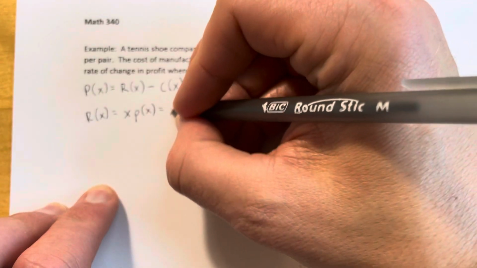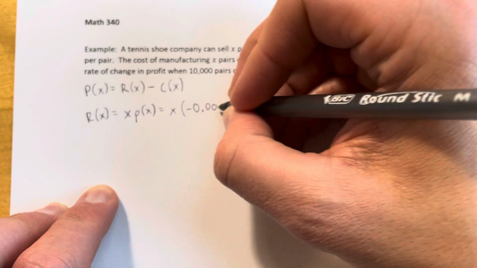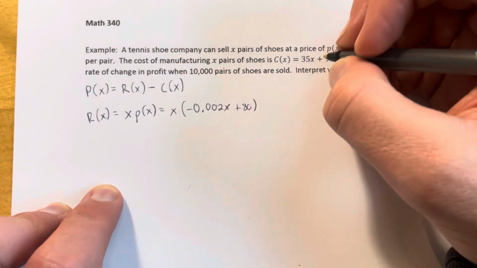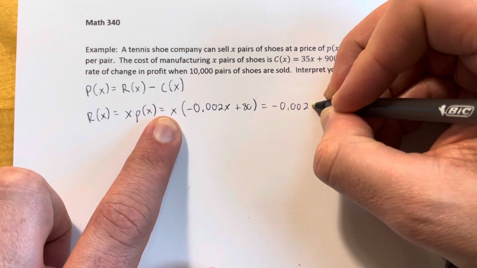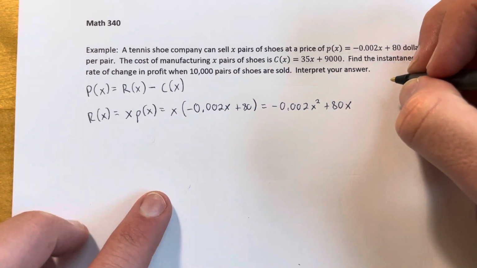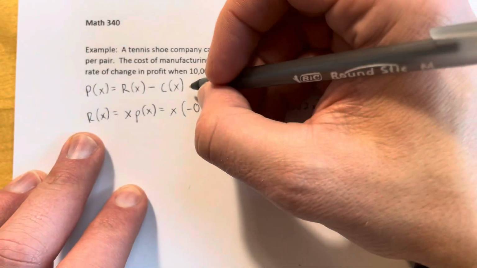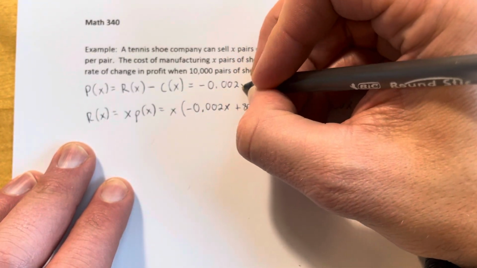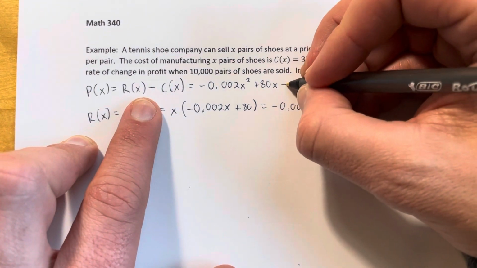It's right there. So this is going to look like x times negative 0.002x plus 80. And I'm going to distribute that x in so that I get negative 0.002x squared plus 80x right there. Okay. Now that I have this revenue function, I can use this up here. So revenue is negative 0.002x squared plus 80x minus my cost function.